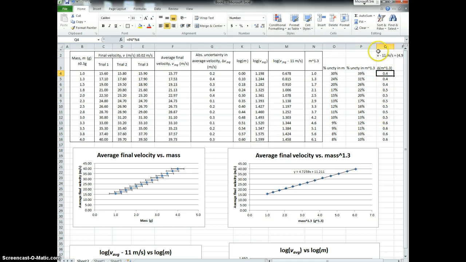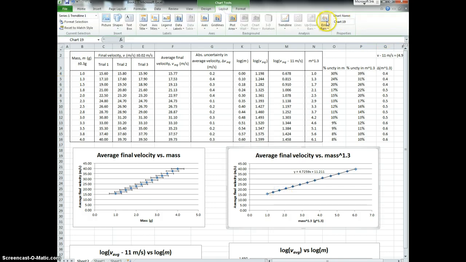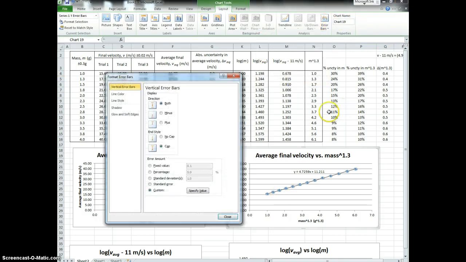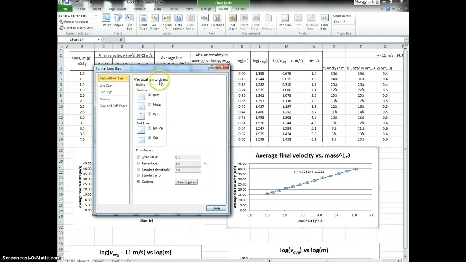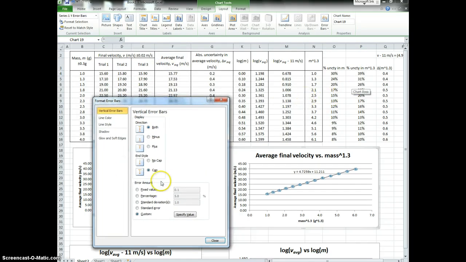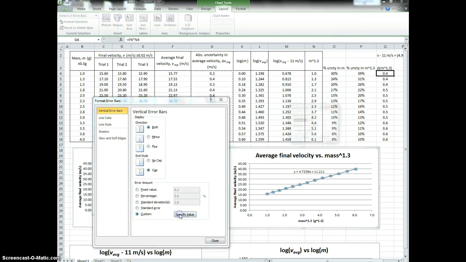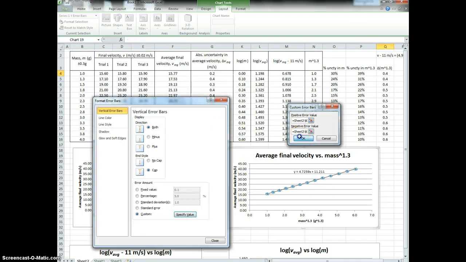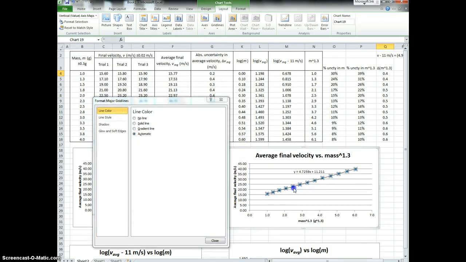The reason I found the absolute uncertainty in the mass raised to the 1.3 power is so I can add horizontal error bars, right? So go to Layout, Error Bars, more error bar options. Vertical are displayed in this pop-up dialog box. The vertical error bars are the same as what they were before. We have custom, specify value. Look, it's the same. This is still correct because I still have average final velocity on the y. But I need to change my horizontal error bars.